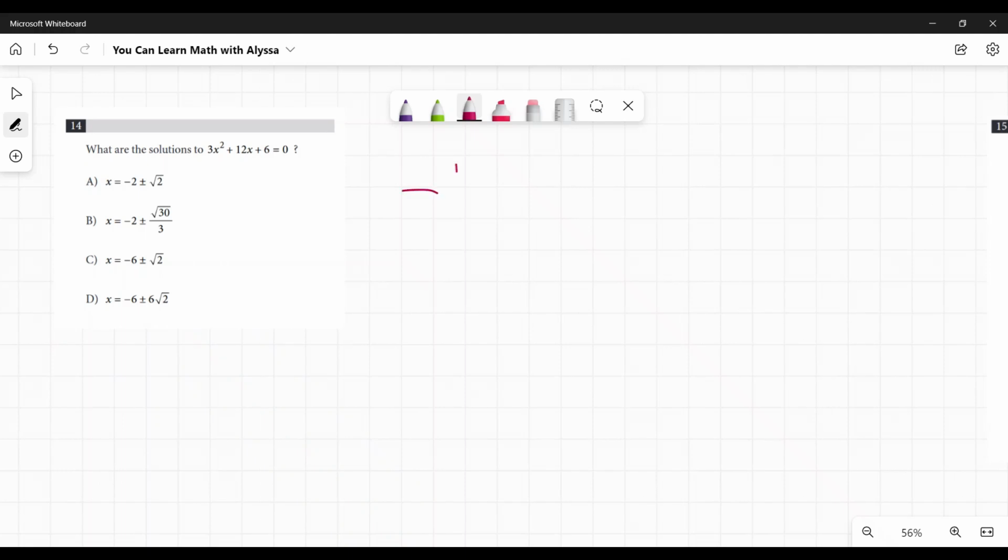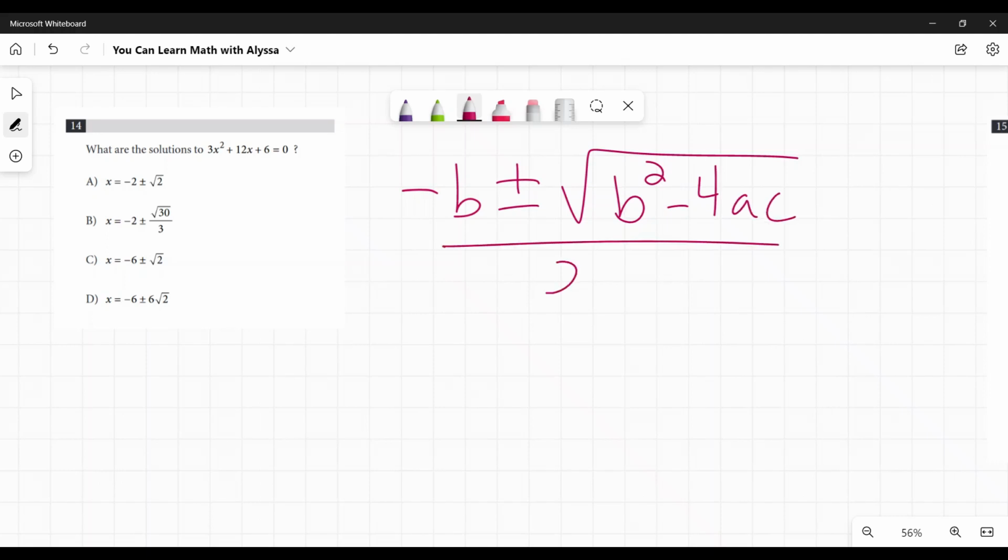So what is our quadratic formula? It is negative b plus or minus the square root of b squared minus 4 times a times c, all over 2a. And they do not provide this as part of the reference at the beginning of this section. It is not there. This has to be in your head, especially because this is not a calculator portion. So you can't just use your calculator and ask it what's the solution to this. You have to know this.